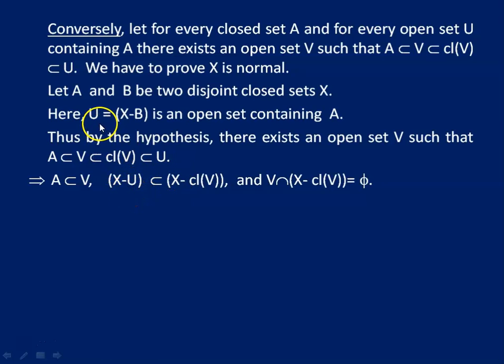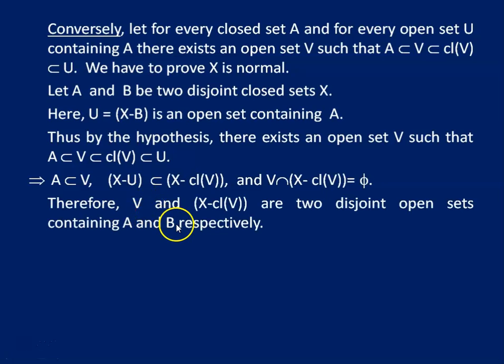And our U is X minus B, so X minus U is our B. So this open set X minus closure of V contains the other closed set B. So here we have two disjoint open sets, V and complement of closure of V, containing A and B respectively. So the space is normal.